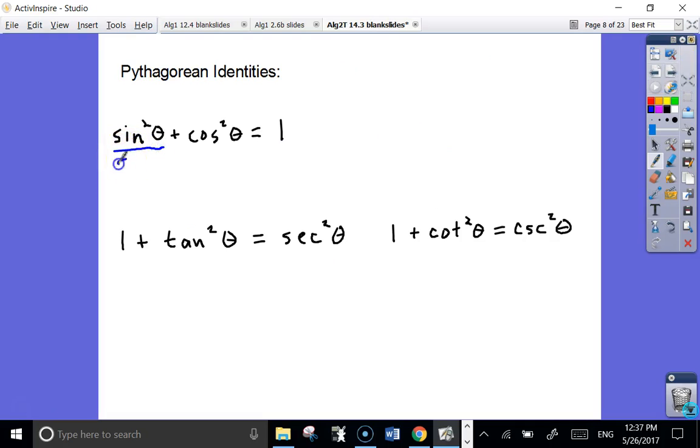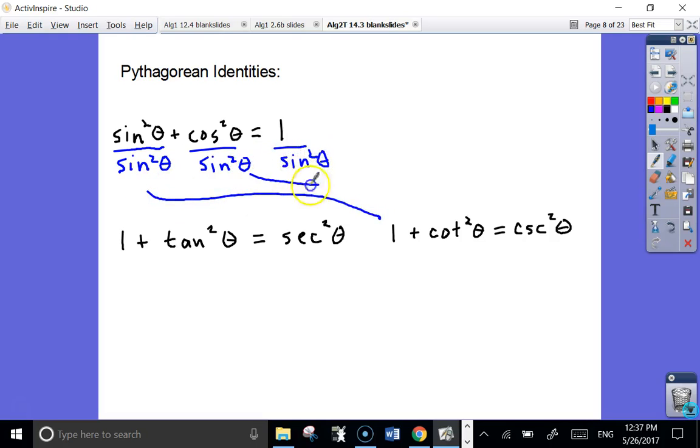And if I do the other one, if I divide each of these by sine squared, again I'm going to get the 1 is that, this is the cotangent, and that is cosecant squared. So again, that's just another Pythagorean identity.